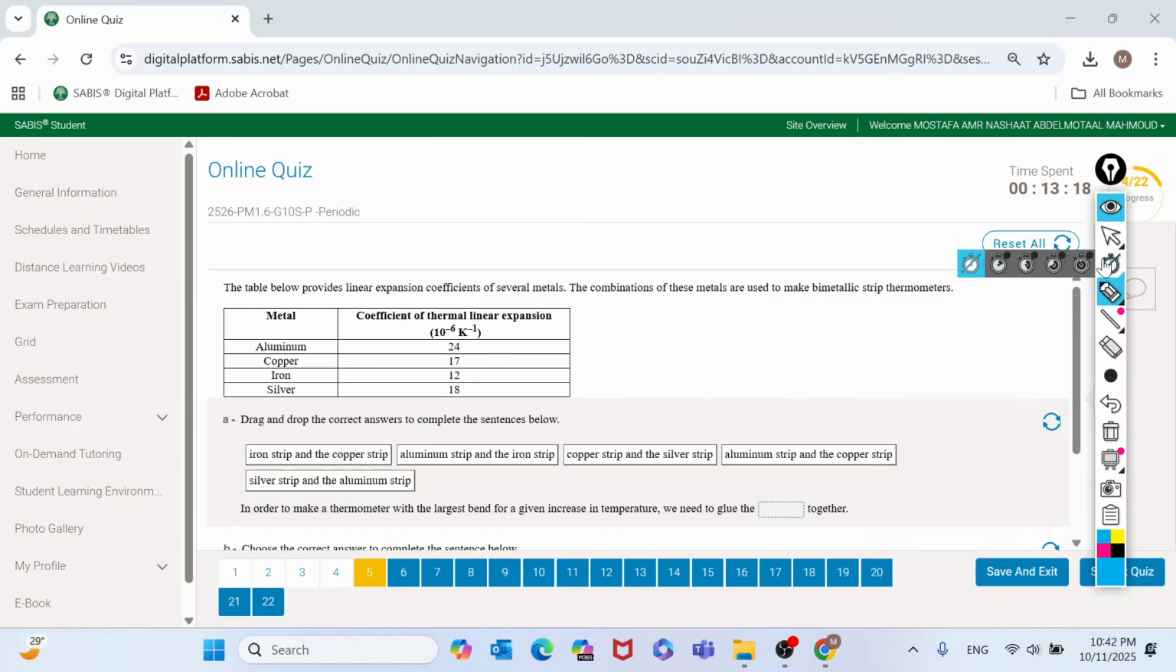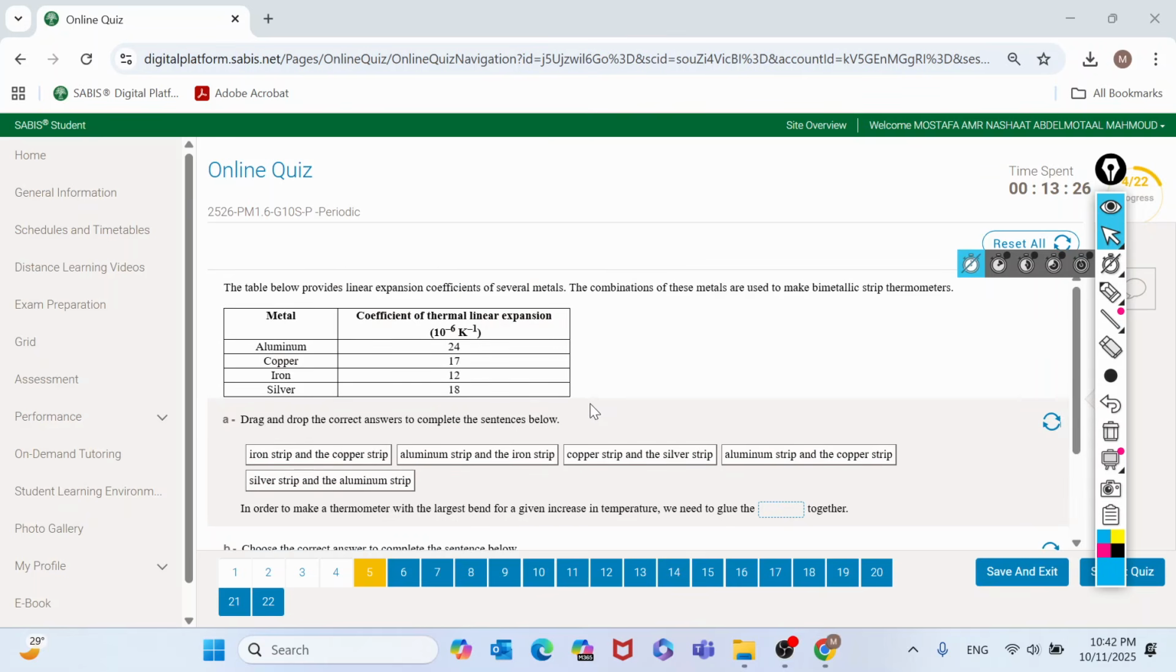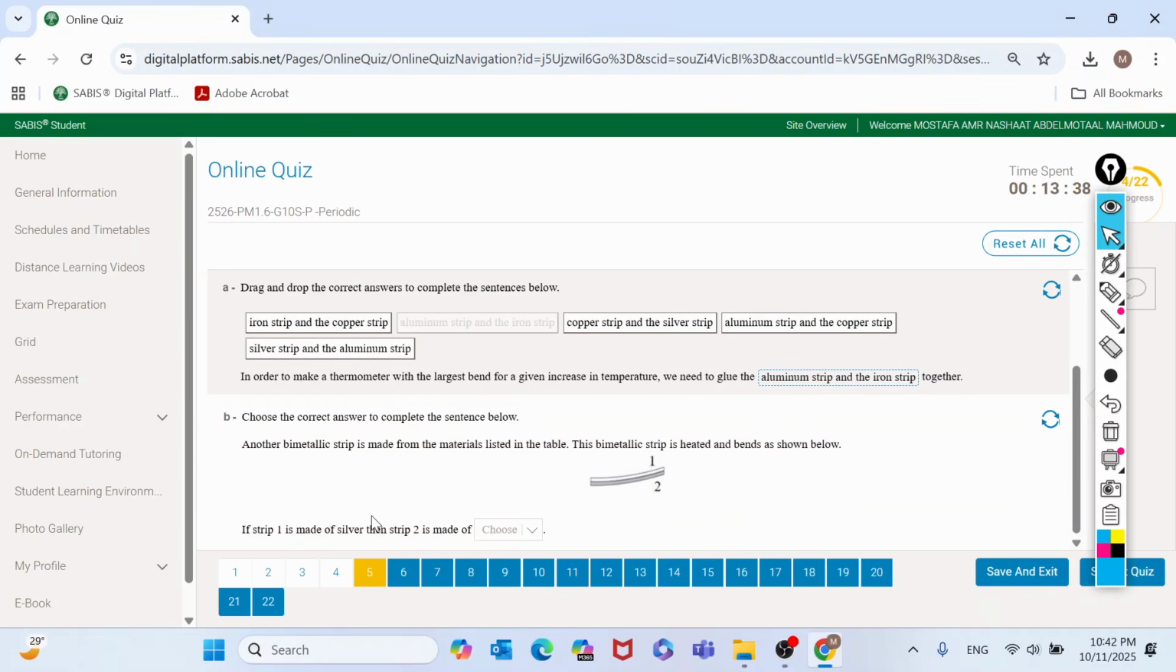Okay. So in order to make the thermometer with the largest bend for a given increase in temperature, we need to glue the one with the highest coefficient and the one with the least coefficient together. So it's going to be aluminum, which is 24, and iron. So the aluminum strip and the iron strip.